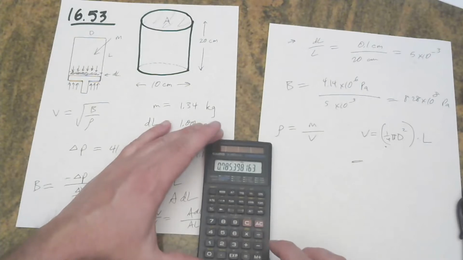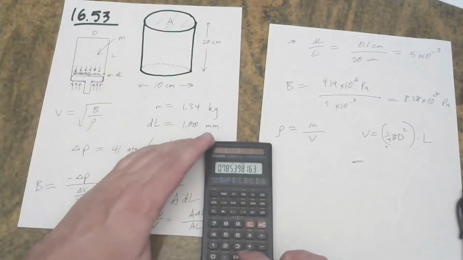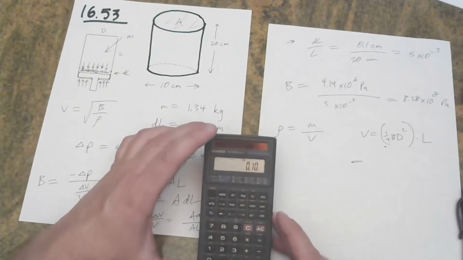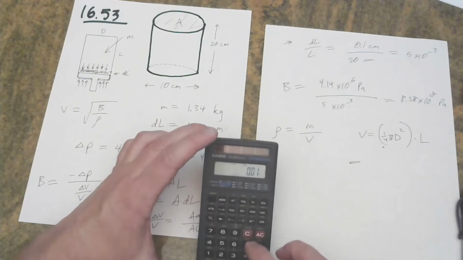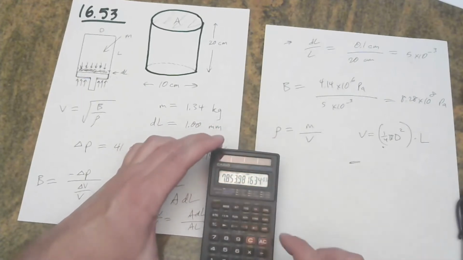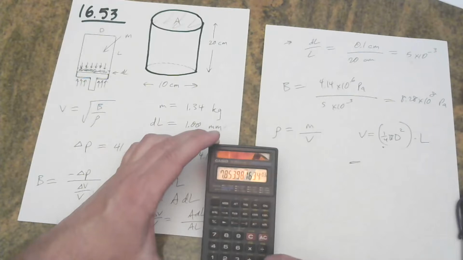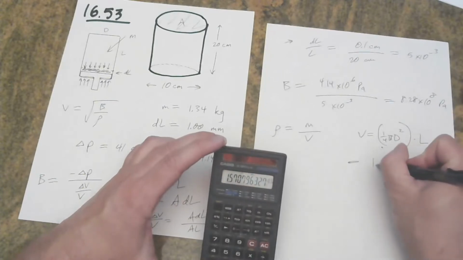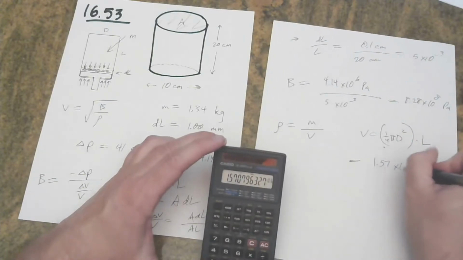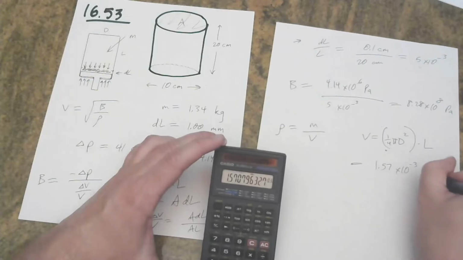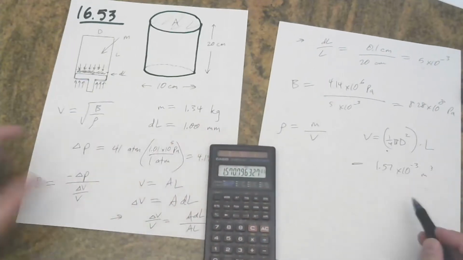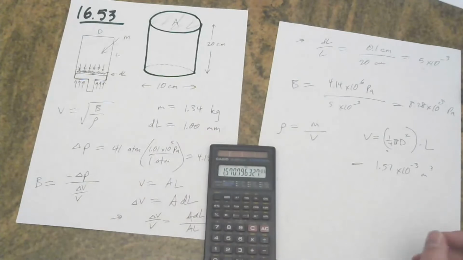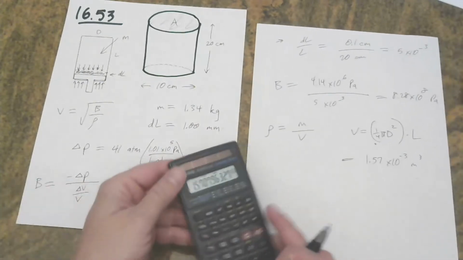Times, what's the diameter? 10 centimeters. So that is 10 hundredths of a meter. I'll write that as 0.10 squared. Lastly, times the height of 0.20 meters. 20 centimeters is 20 hundredths of a meter. Okay, and I get a surprisingly small volume, 1.57 times 10 to the negative third. Well, remember, a cubic meter is actually a very large volume. Much bigger than a bottle of Pepsi, for instance.